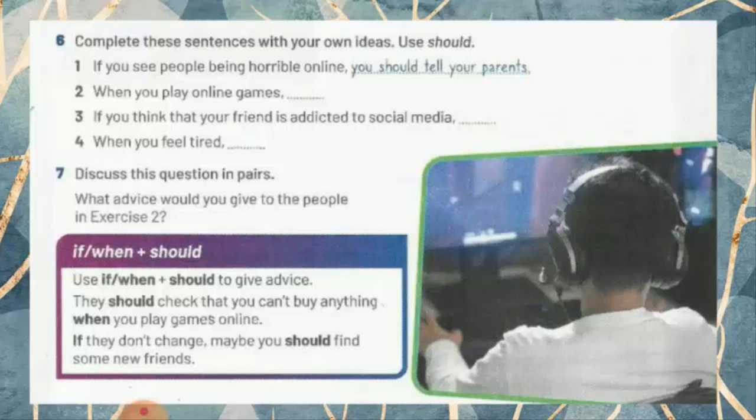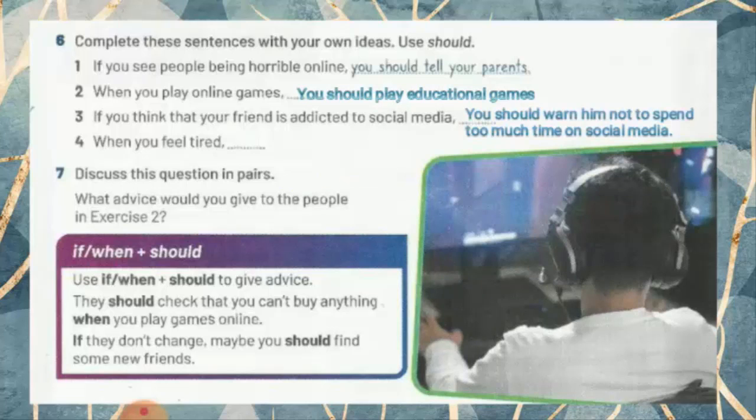For example, complete these sentences with your own ideas. Use should. Number 1, if you see people being horrible online, you should tell your parents. Number 2, when you play online games, you should play educational games. Number 3, if you think that your friend is addicted to social media, you should warn them not to spend too much time on social media. When you feel tired, you should get rest. Excellent.